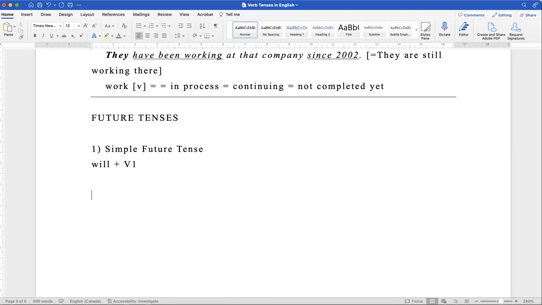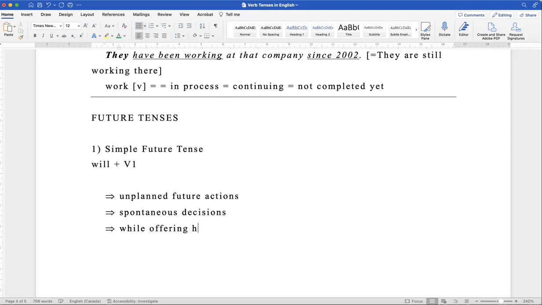This is used for unplanned future actions, or spontaneous decisions, or while offering help, or what else? That's it.